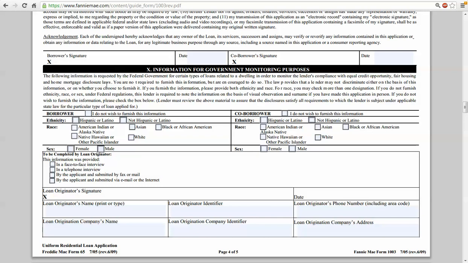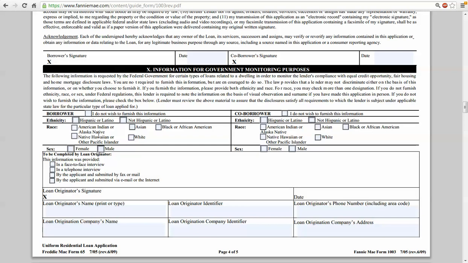And the last one is section 10. It is just information that the federal government likes to keep track of to make sure that fair practices are being used in the mortgage lending process. You do not have to fill this section out. However, if the loan originator is taking this information and is meeting you face to face, they're required to put this information down. But again, this information only helps Fannie Mae make sure that fair lending practices are taking place.